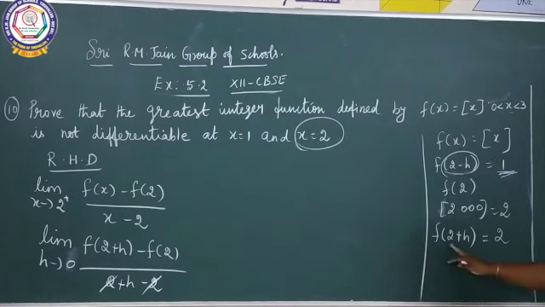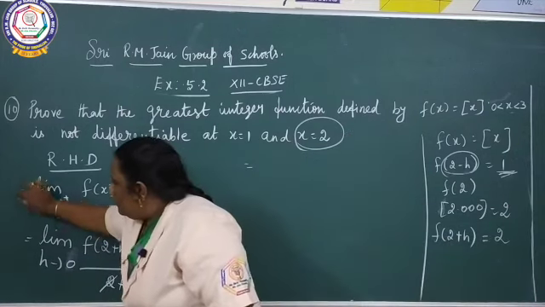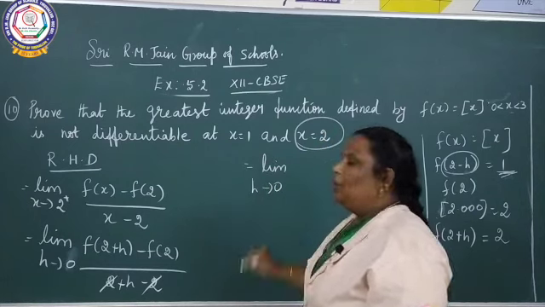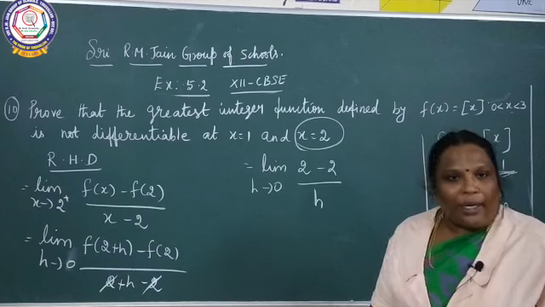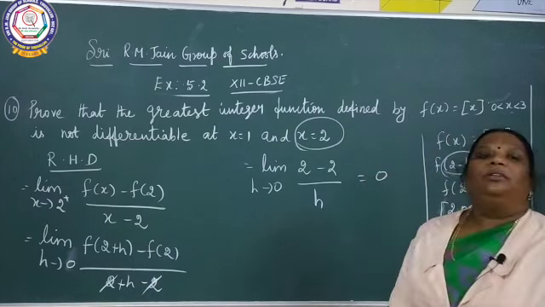So what is the value? f of 2 plus h is 2. What is the value of f of 2? 2. So limit h tends to 0 of 2 minus 2 by h. 2 minus 2 is 0. Don't write 0 by h as a 0 by 0 form. The value is equal to 0. Straight away you can write the value is equal to 0.